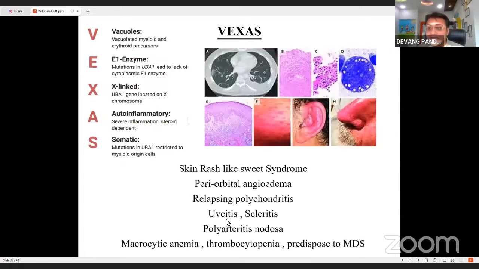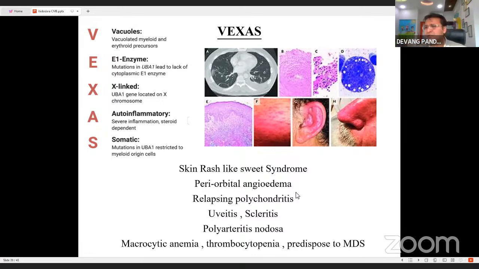And as we have many adult audience, a recently diagnosed autoinflammatory syndrome in adults is VEXAS. V stands for vacuoles, which we find as vacuolated precursor cells in the bone marrow. E stands for the E1 enzyme, which is affected because of the mutation. X stands for X-linked, because this is more common in males. A is for autoinflammatory, the phenotype is autoinflammation, because there is a severe inflammation which responds only to steroids, and there are some somatic mutations as well.